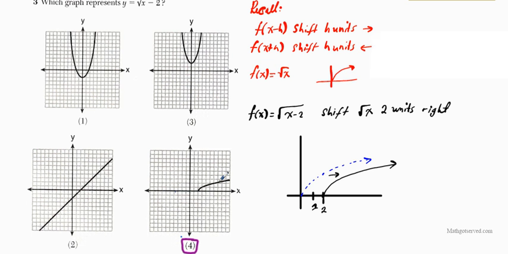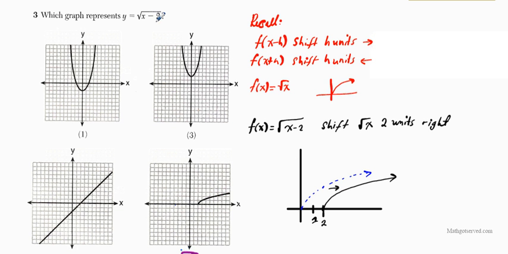The radical function looks like a hook, okay? But let's talk about transformations real quick. You have the square root of x minus 2, so we have the parent radical function composed with x minus 2. If you have f of x minus h, that means you shift h units to the right. Since we have x minus 2 in the radical function, our hook function is going to be shifted 2 units to the right. And we can clearly see that this is the correct answer.